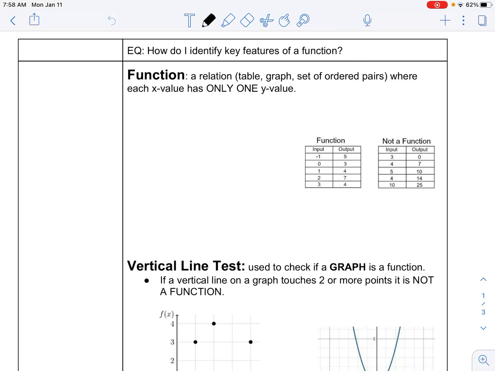All right, so we're looking at key features of a function. And the first question we have is, how do you tell if it's a function or not? When we look at a function, we can look at it as a table, as a graph, or as a set of ordered pairs. But the key takeaway is each x value has only one y value, okay?